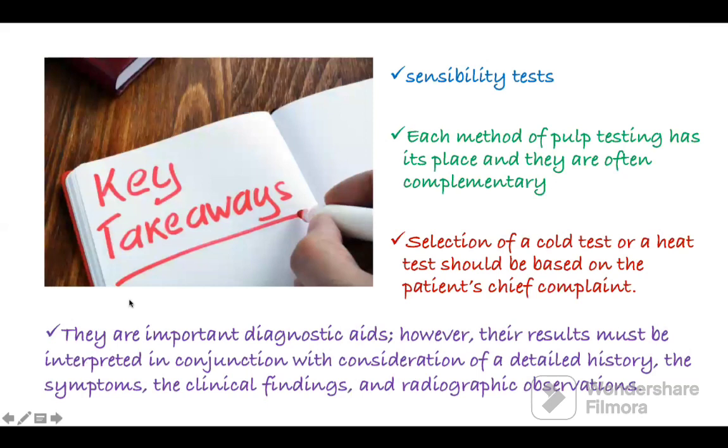The key takeaways from this presentation are that thermal tests are sensibility tests. Each method of pulp testing, that is heat or cold, has its place and they are often complementary. The selection of cold or heat test should be based on the patient's chief complaint. And the thermal tests are important diagnostic aids. However, their results must be interpreted in conjunction with consideration of a detailed history, the symptoms, the clinical findings, and radiographic observations.